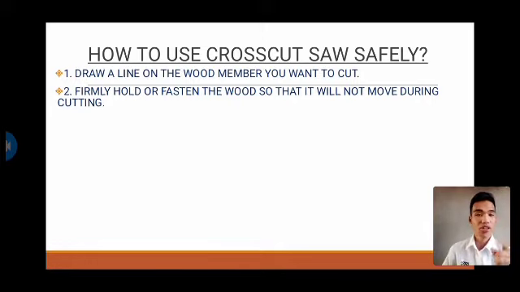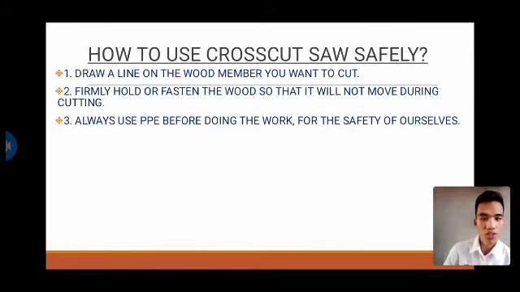And of course, if you can't hold it and you have no clamp holder, you can use nails, just like what I have seen with other skilled carpenters. That is one of their techniques to get a perfectly straight line when cutting a piece of wood. Okay, now let's proceed. That's only number 2.